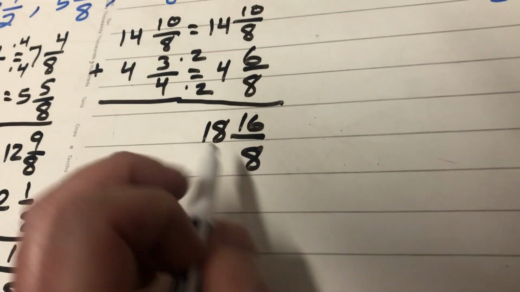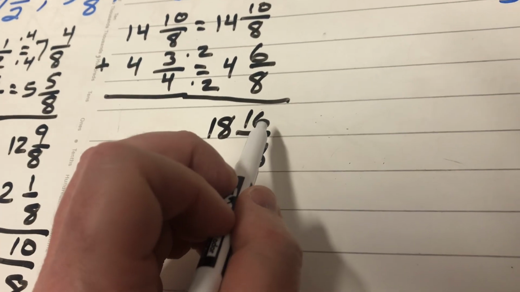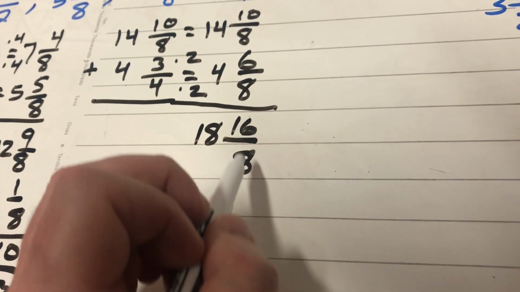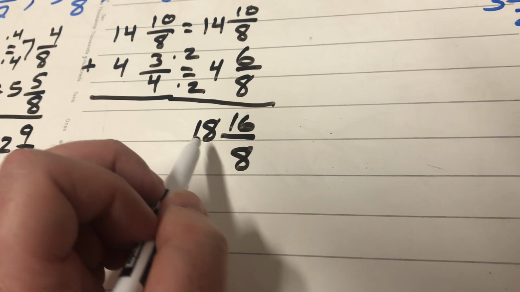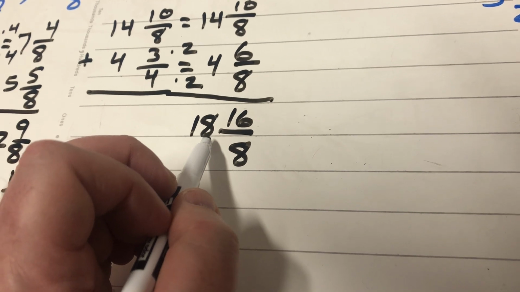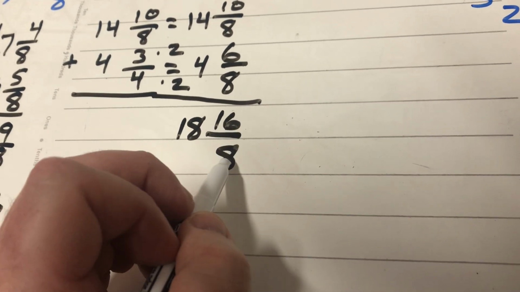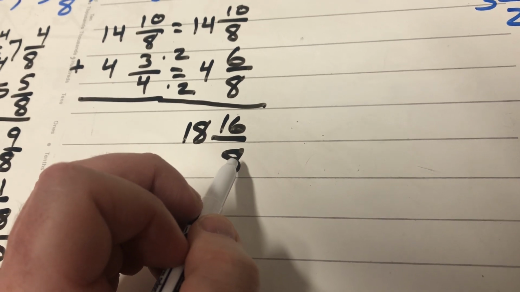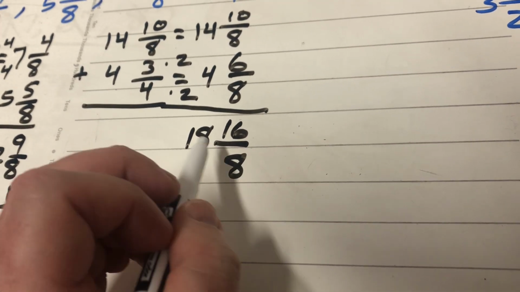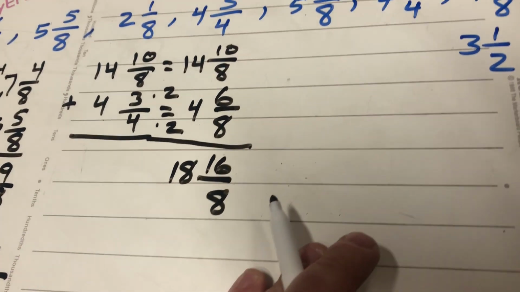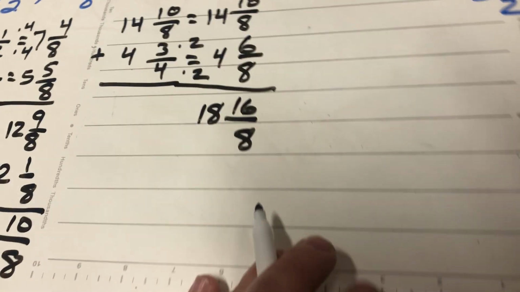Now, something I do want you to look for. I do want you to realize that 16 over 8 is equal to 2, because 16 divided by 8 is 2. So it's like I have 18 here, and then I have 16 over 8. 16 divided by 8 is 2. There's none left over. We know that because 8 times 2 is 16. So this is like 18 plus 2. That gives me 20. So now I'm going to focus on 20.